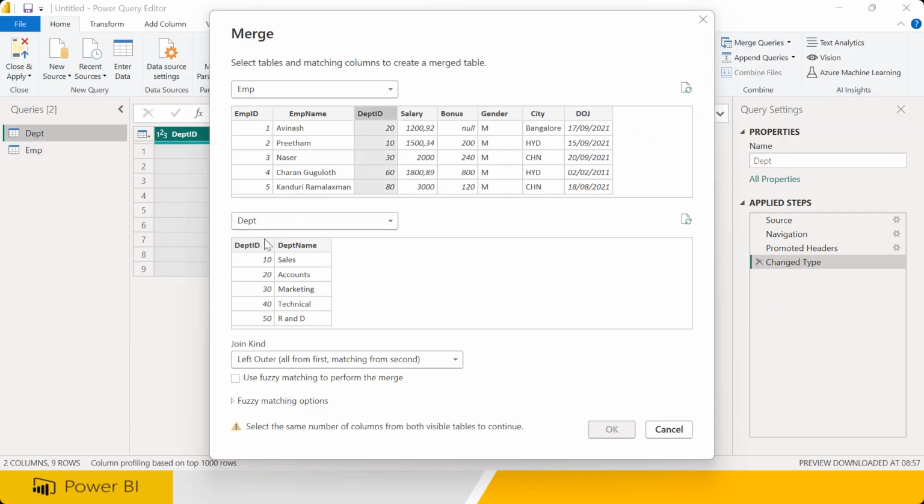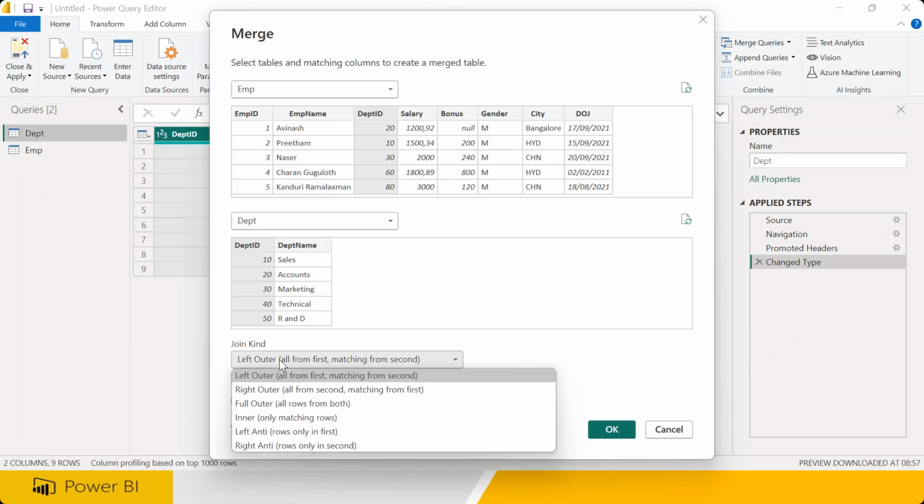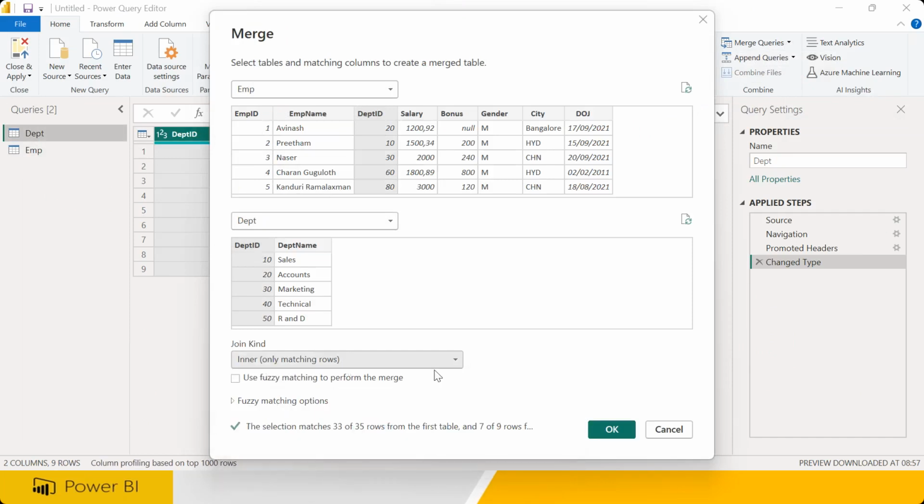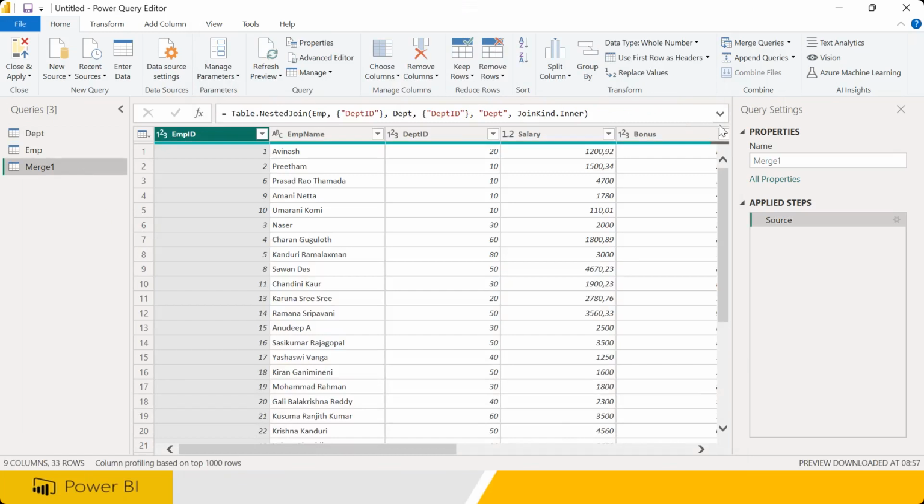The common column is department ID, department ID. Now, what are the types? I will select inner, only matching data. Have you seen? Now the OK button is ready. Now click on OK. You have the employee data, but this will be employee inner join department table. So press enter. You have all the data here.